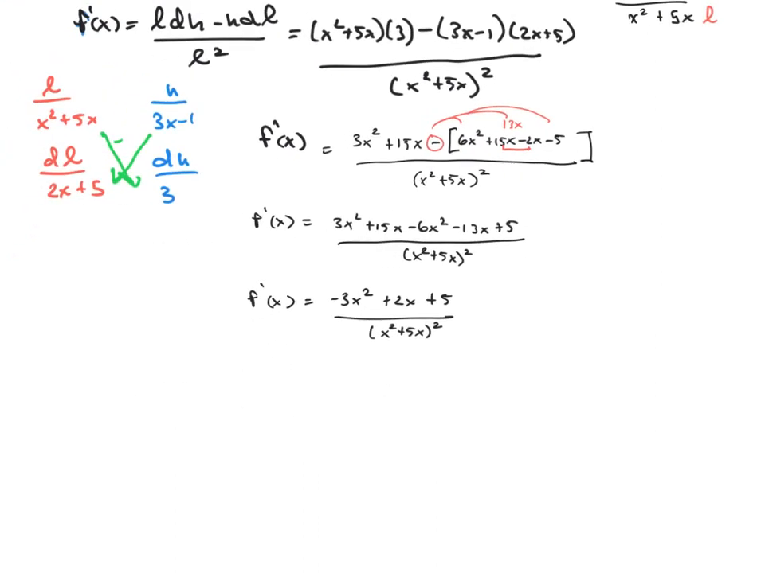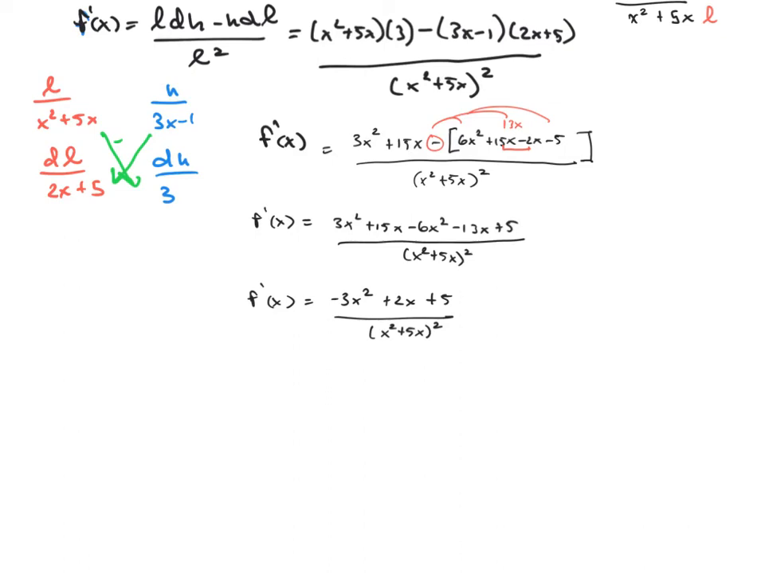Lots of algebra. If you look at the derivative, the only actual calculus we did was over here, finding the derivative of x squared plus 5x and finding the derivative of 3x minus 1. The rest of it was literally just plug it into a formula and algebra, algebra, algebra. So we're done with the problem, right? No, absolutely not. The whole point of the problem was to find the equation of the tangent line.